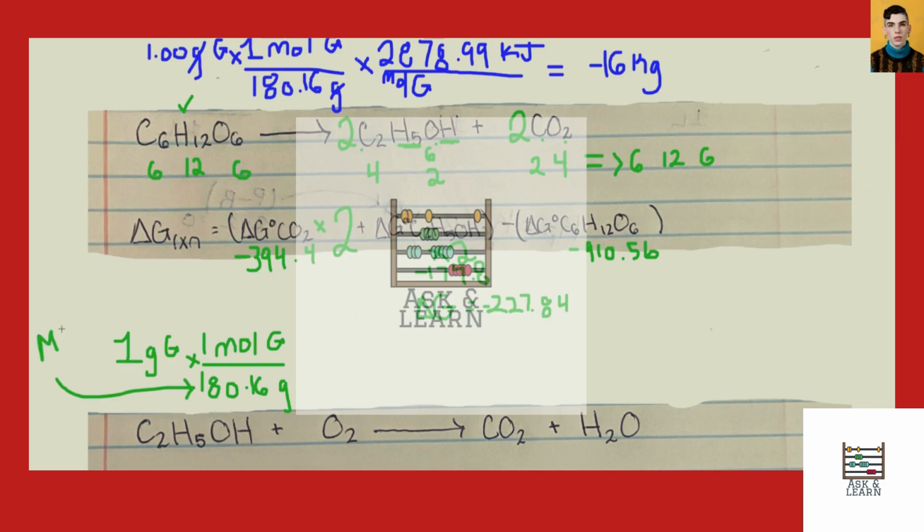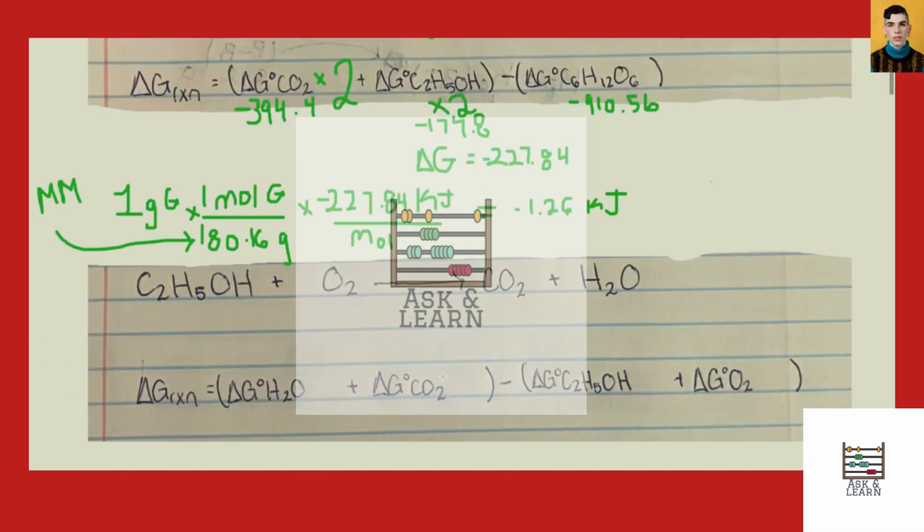So I'll just put MM. And then we'll use our conversion factor, negative 227.84 kilojoules per mole. And if you multiply those out, you should get a value of negative 1.26 kilojoules per 1 gram. Great. All right, let's move on to this last one. I'll use red for this last one.